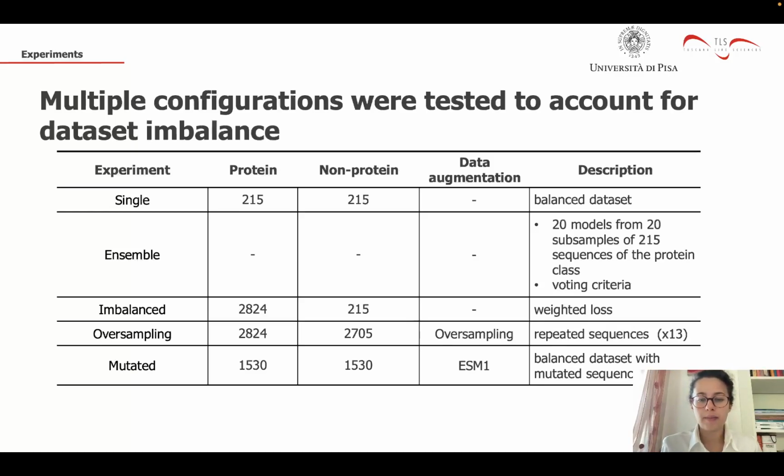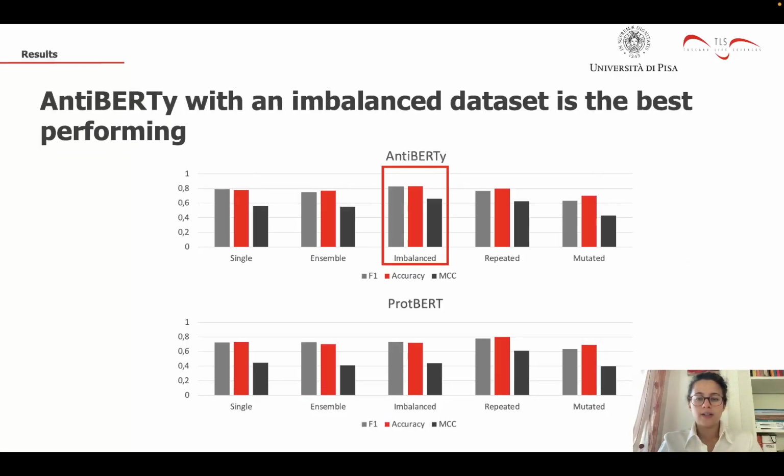The unbalanced experiment used just the whole dataset with a weighted loss to take into account this unbalanced number of sequences. The last two experiments focus on data augmentation. In particular, we already talked about it, and the two methods are oversampling and mutation. In general, ProtBERT performed worse than AntiBERTy, and the best performing model in the case of AntiBERTy is the unbalanced dataset.